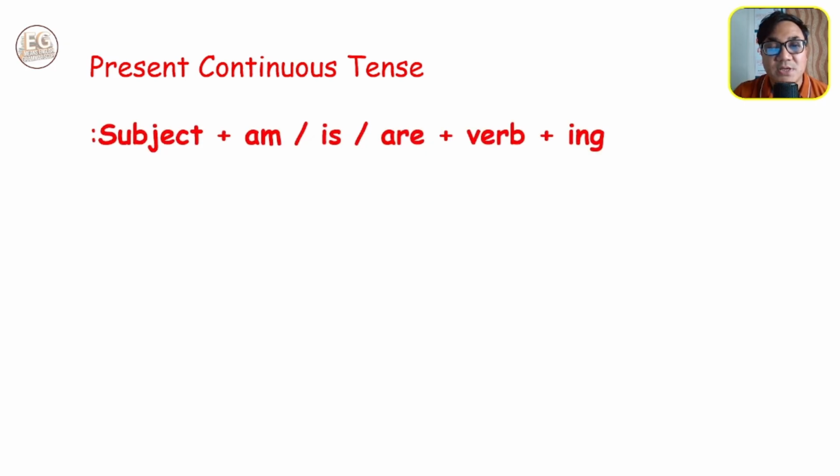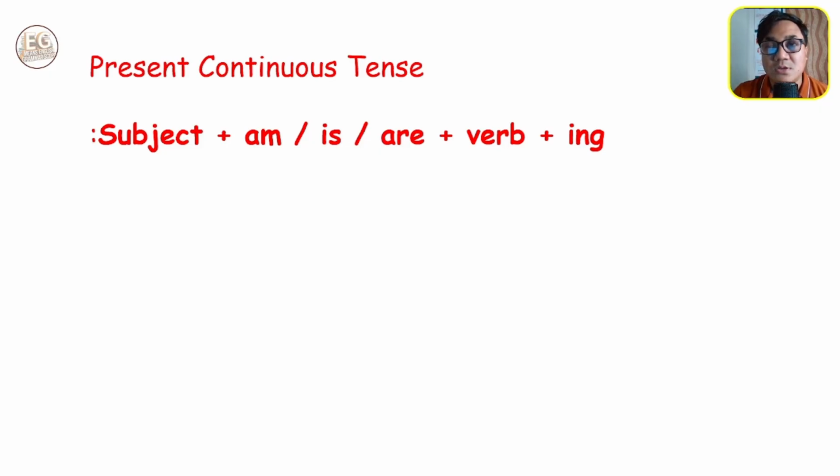First thing, let us understand the structure of a sentence in present continuous tense. So how will a sentence in present continuous tense look? It will be like subject plus the helping verb am, is or are. Then we will have the main verb which will be in ing form.